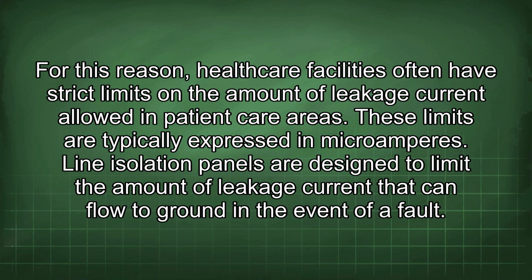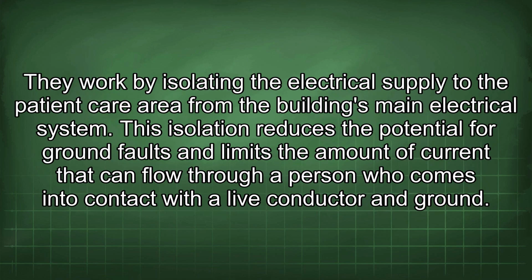Line isolation panels are designed to limit the amount of leakage current that can flow to ground in the event of a fault. They work by isolating the electrical supply to the patient care area from the building's main electrical system. This isolation reduces the potential for ground faults and limits the amount of current that can flow through a person who comes into contact with a live conductor and ground.